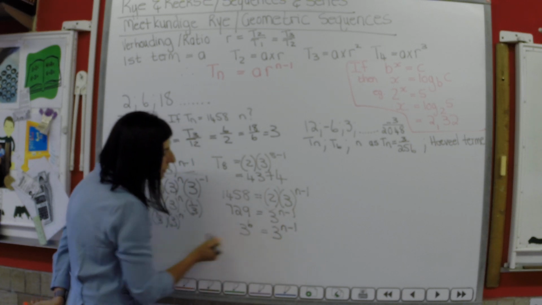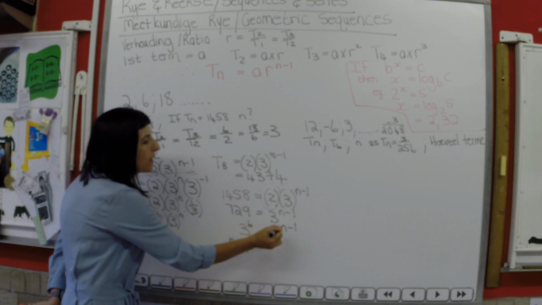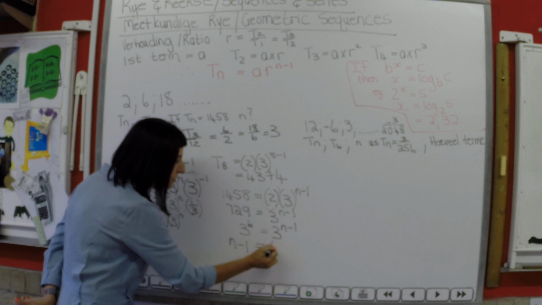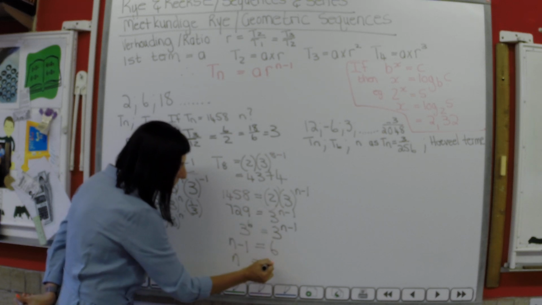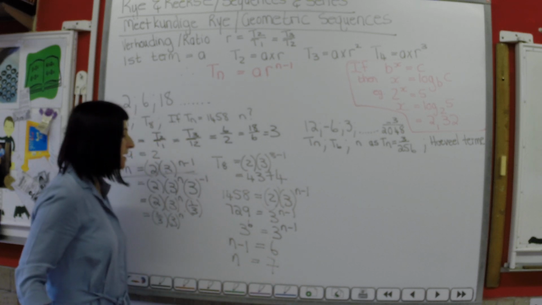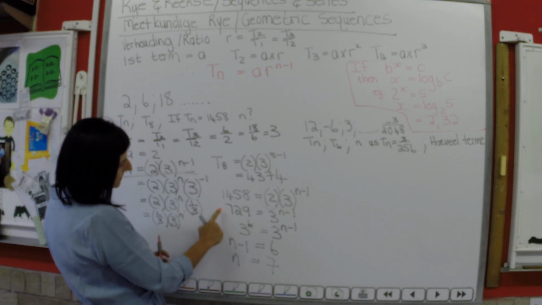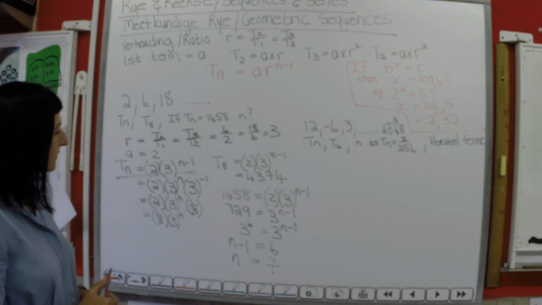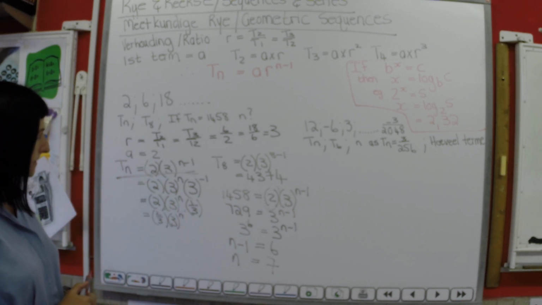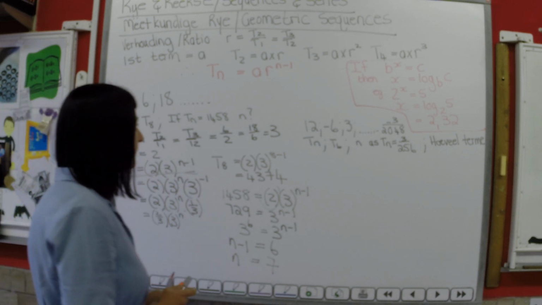So as my grondtalle dieselfde is, dan is my eksponente ook dieselfde. Therefore, n minus 1 must be equal to 6, and therefore n equals, if you take that to the other side, it becomes positive, equals 7. So daar het ek die posisie van 1458 is, hy is in plek nommer 7. Ok, het julle dit? Goed, maklik, ek moet net my leerwerk baie goed ken.